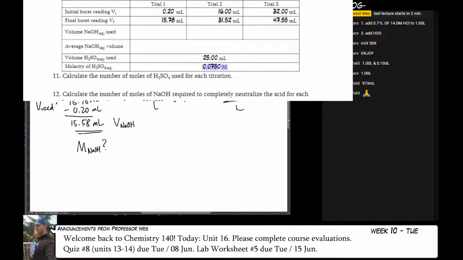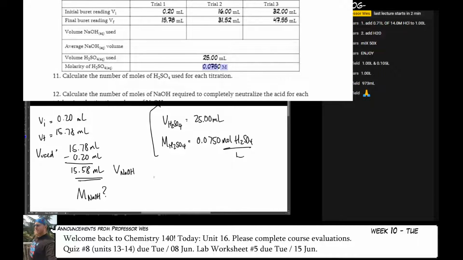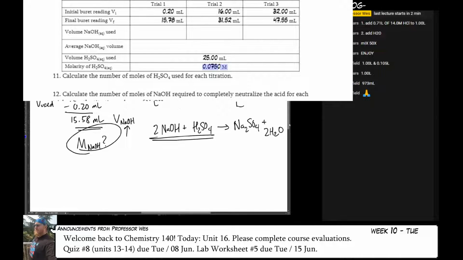and the balanced chemical equation, which is just 2 sodium hydroxide plus sulfuric acid, makes other stuff that we don't care about because we're not concerned with that part of the reaction. So we want to use this to solve it. Now, this is a little bit different than what we've done before, because normally I give you the molarity and we're going to solve for the volume. But in this case, I gave you the volume.